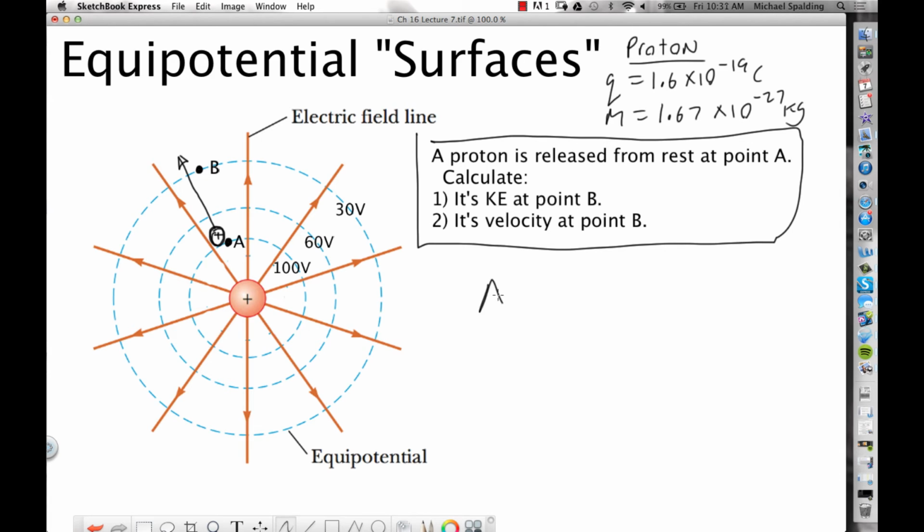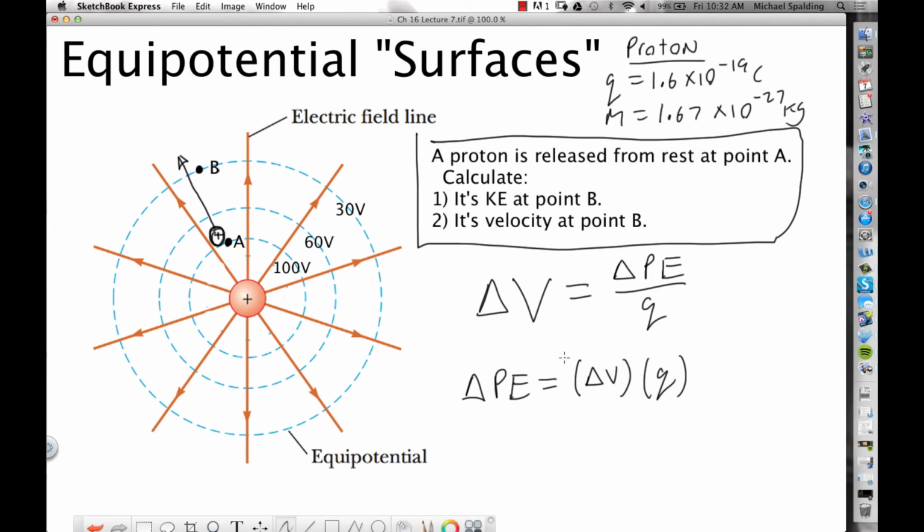So the equation we're going to use is this. Potential difference, V is not velocity here, V is potential. Potential difference is defined as change of potential energy per charge. So rearrange this: change of potential energy is going to be delta V times q. Now, which q are we talking about here? The big Q or the little q? It's the little q. It's the charge that's experiencing the change of potential energy.